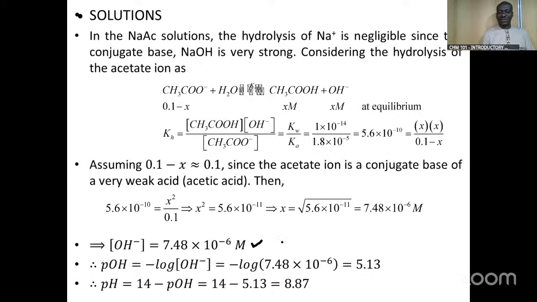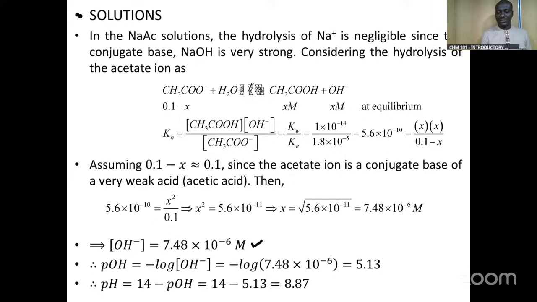Okay? And of course, the question asks us to calculate pH, and we all know that pH plus pOH is equal to 14, such that pH will be equal to 14 minus pOH. Having obtained the pOH to be equal to 5.13, then the pH becomes 14 minus 5.13, which is 8.87. So you can see we have been able to calculate the pH.